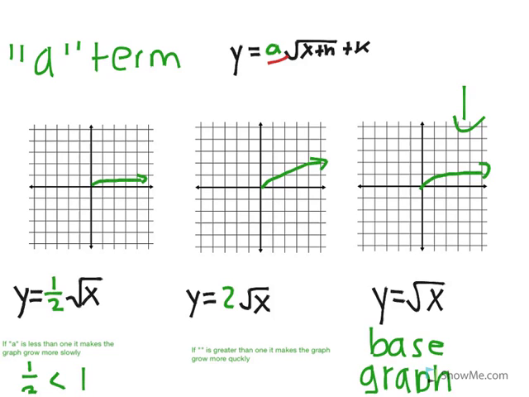If the number is greater than 1, so 2 is greater than 1, then it's going to grow faster. It's going to go up faster than this. So if you compare these graphs, the base here and the 2, you see how this goes higher faster, and this one's more steep, and this one's getting more and more vertical.